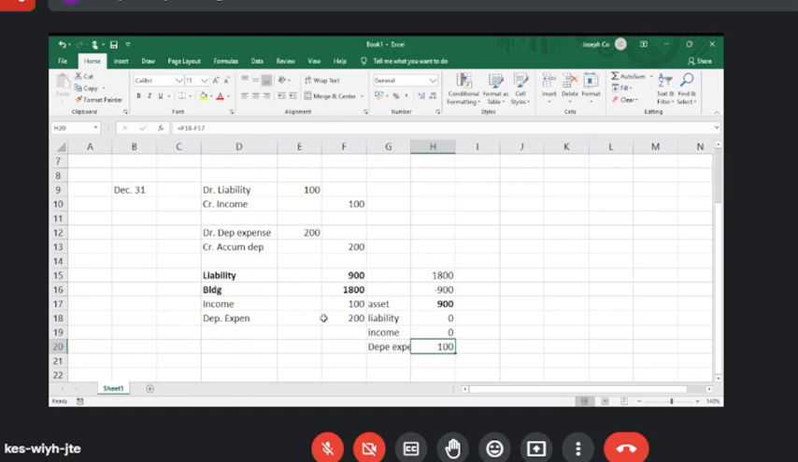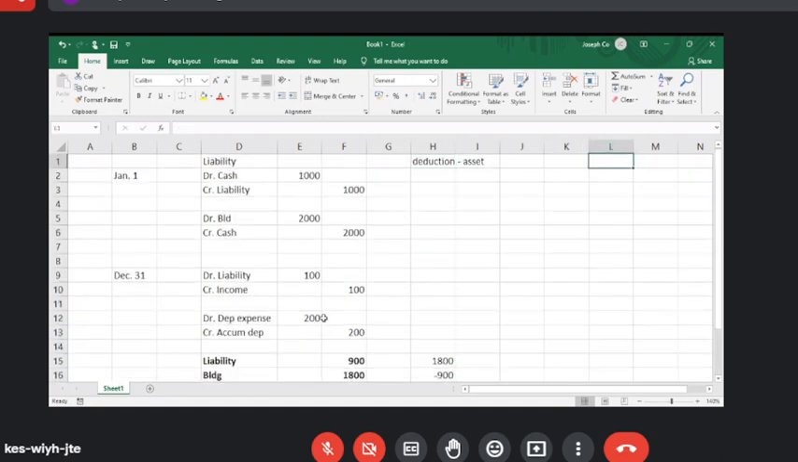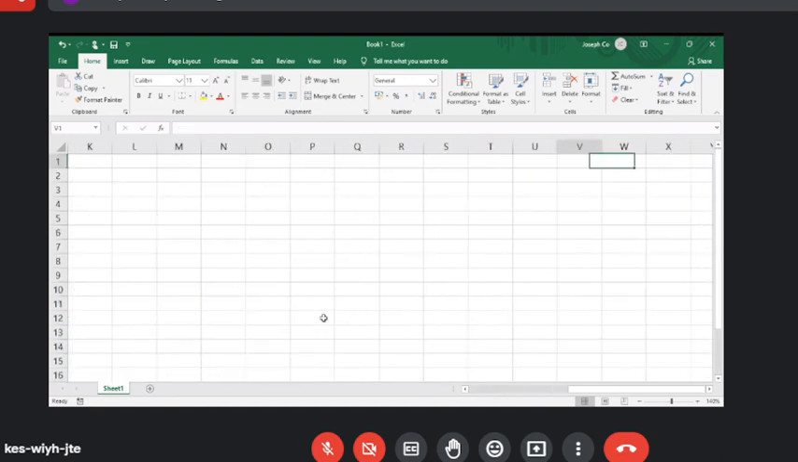Okay. Pero pag wala tayong condition attached, no? Assuming no condition attached, we debit cash and we credit income. We record it immediately. Kasi wala naman po siyang condition attached.